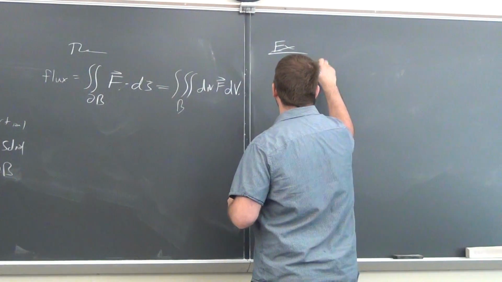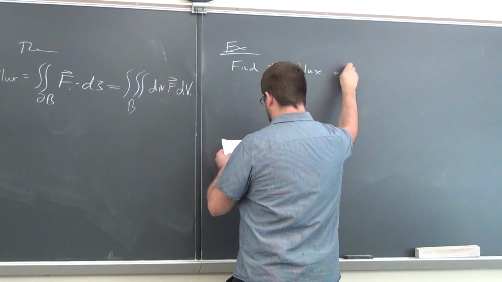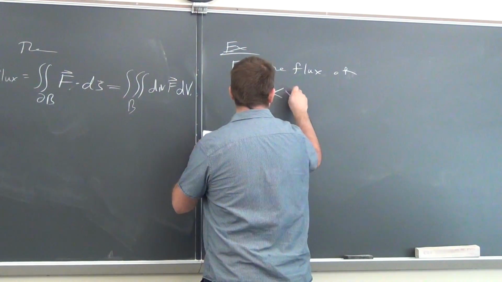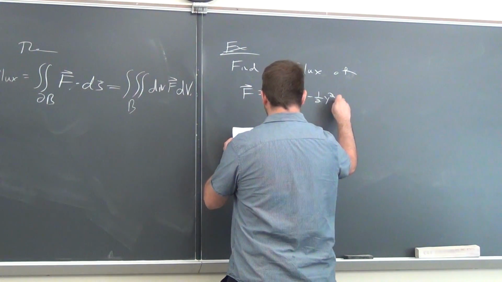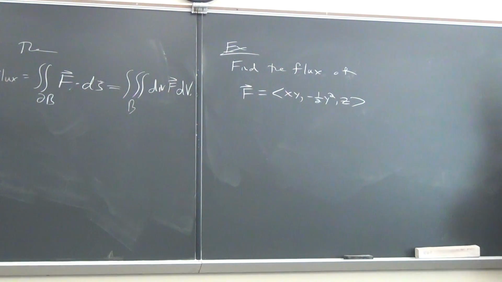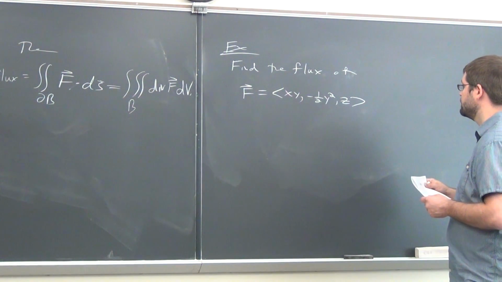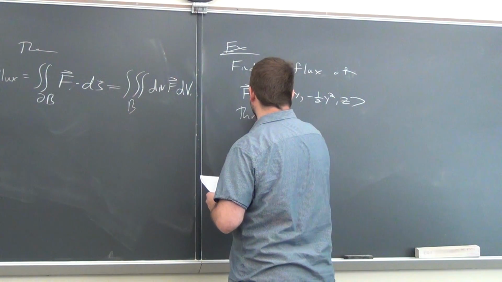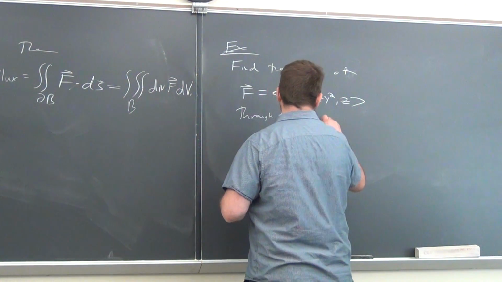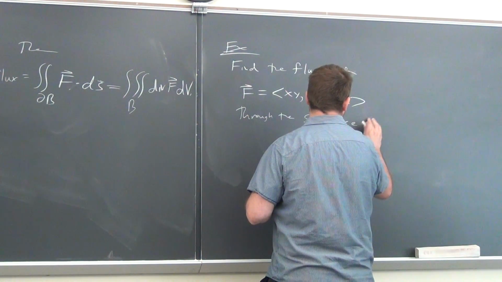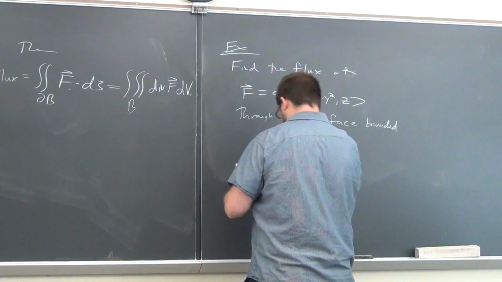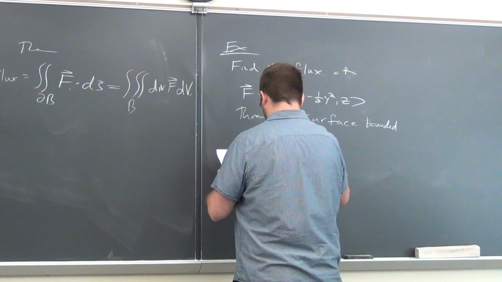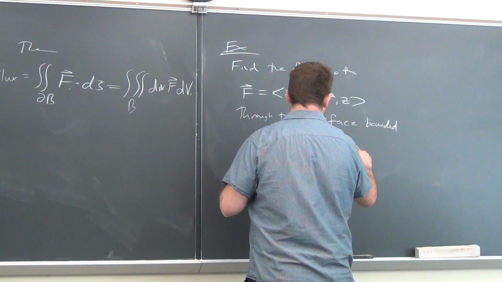So find the flux of F equal to this. Here's our function, xy minus 1/2 y squared, and so on. Find that through the surface bounded by z equals 4 minus 3x squared minus 3y squared.